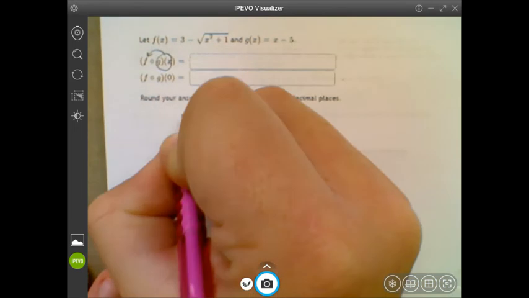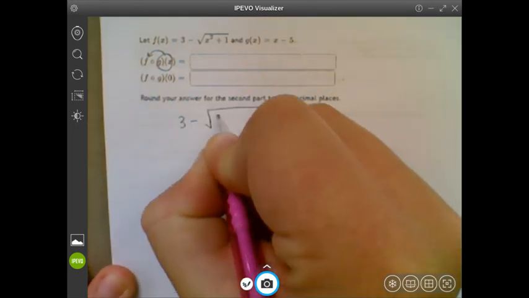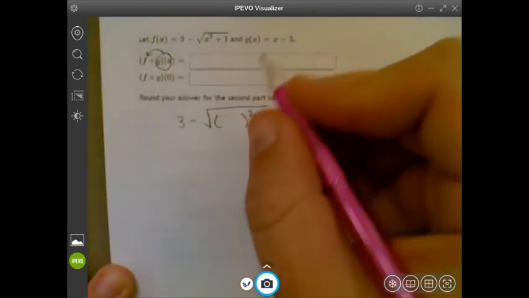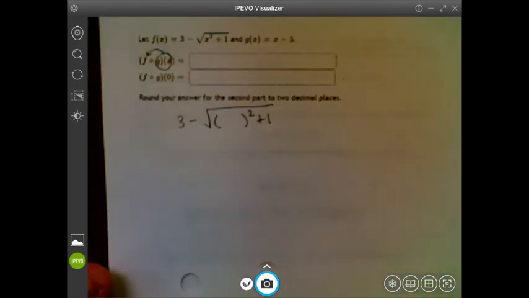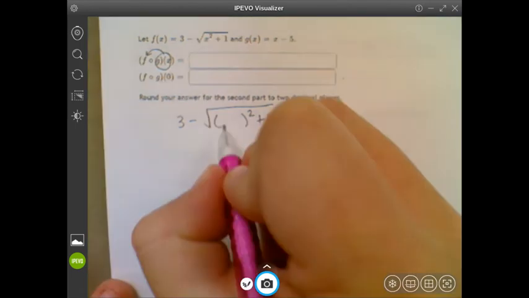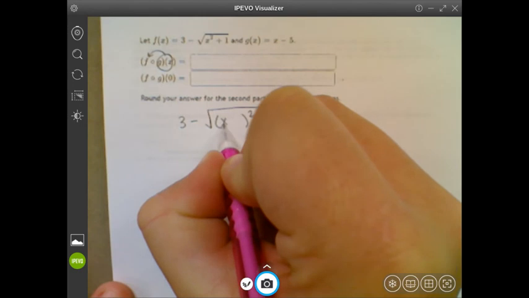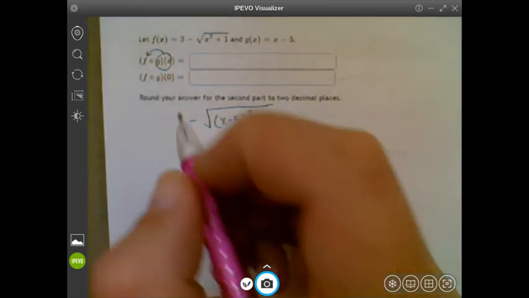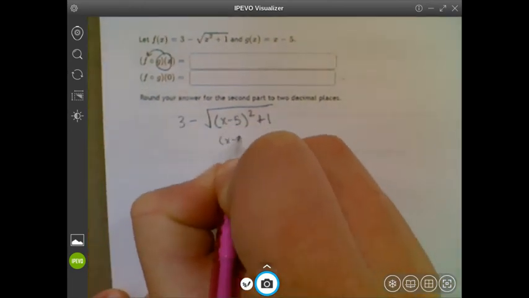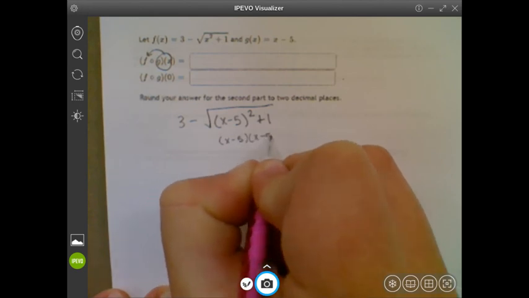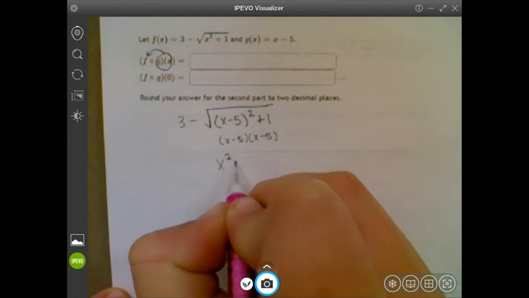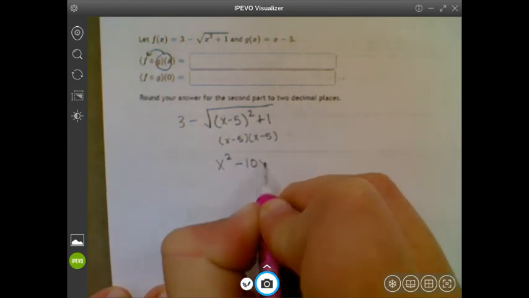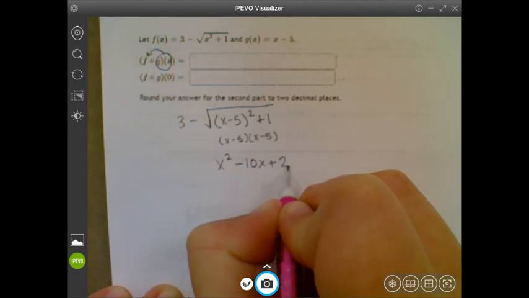So we're going to start with our f equation. So 3 minus the square root, and instead of that x, we're going to put in the g of x. But it'll still be squared and still have the plus 1. And so in here, where that x was, you'll put in x minus 5. All right, you can do this distribute in here and combine like terms. So this would be x minus 5 times x minus 5, right? So that would be x squared minus 5x, so minus 10x, and then plus 25.